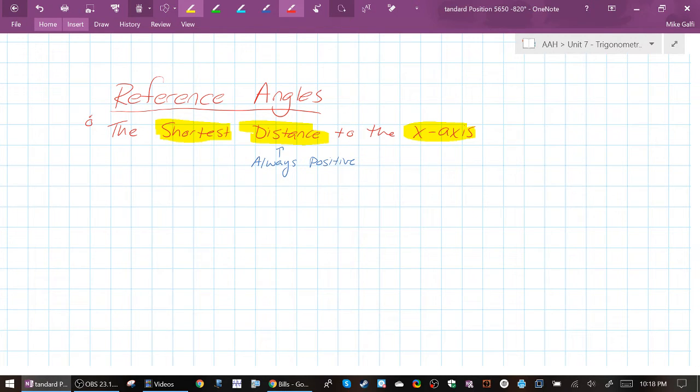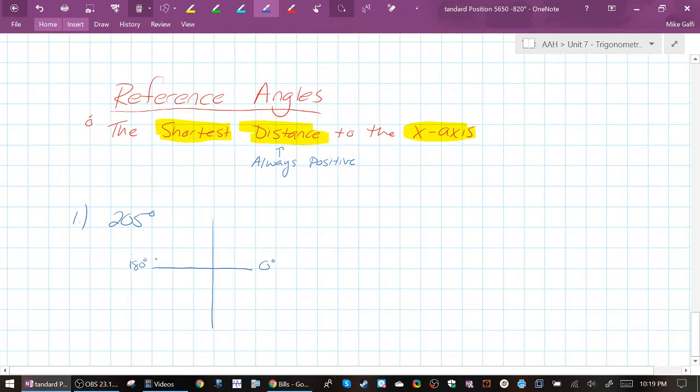Okay, so let's talk about some reference angles. So for example, if I said 205 degrees, okay? The x-axis starts at 0 degrees. Over on the left side is 180 degrees. And then back on the right side again would be 360 degrees, right? So I got to figure out where 205 degrees is. So if I go half a circle, that's 180. And then if I go a little bit more, I will get to 205 degrees, right?